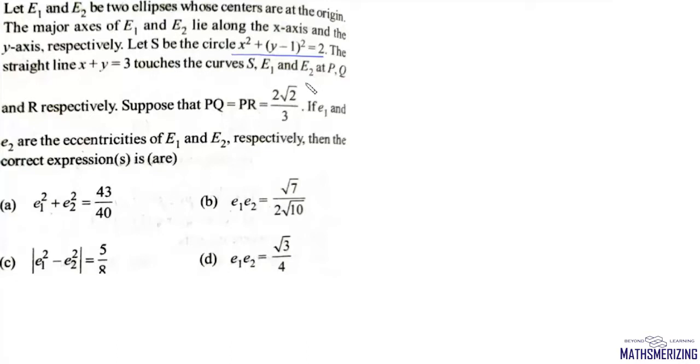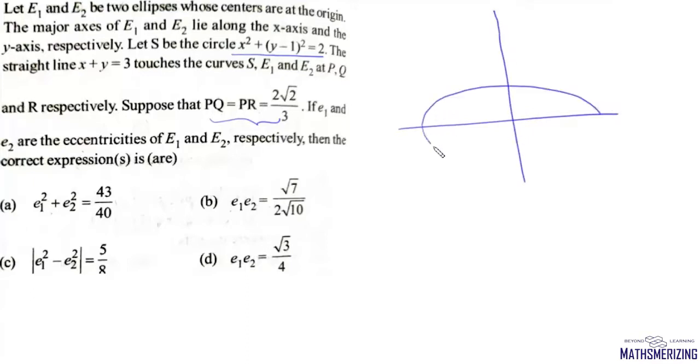Now it says, suppose PQ equals PR equals 2 root 2 upon 3, and if e1 and e2 are eccentricities of ellipse E1 and E2 respectively, then which of the following options are correct? So we are given two ellipses, E1 and E2. One of them has the x-axis as the major axis and the other one has the y-axis as the major axis.